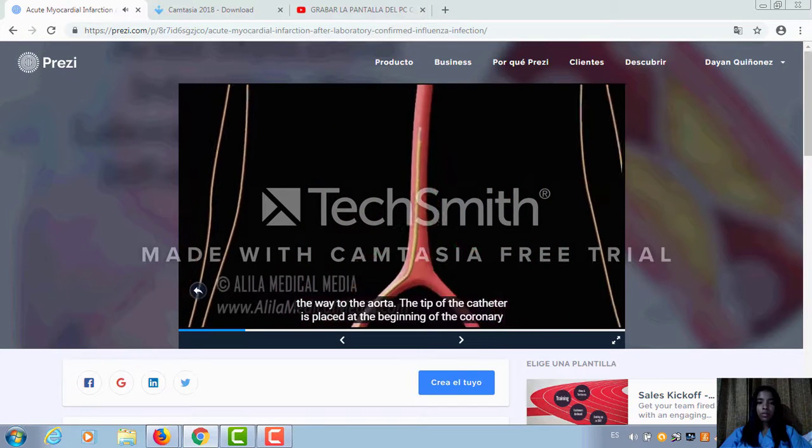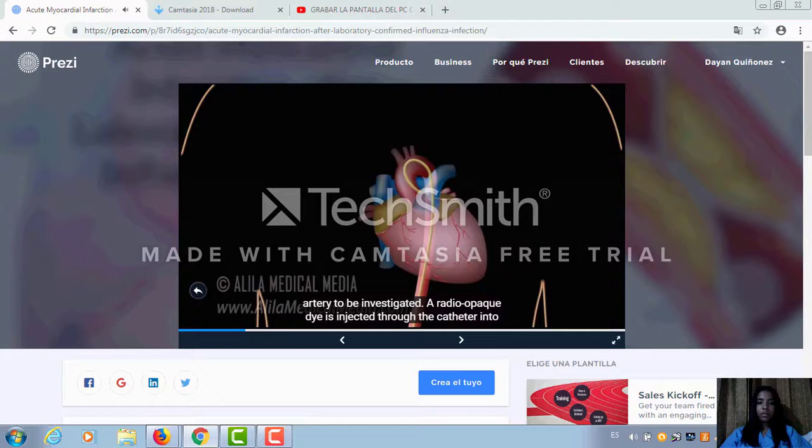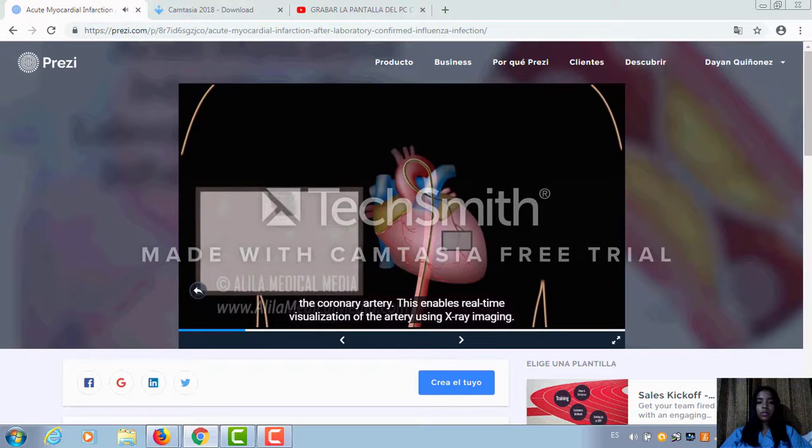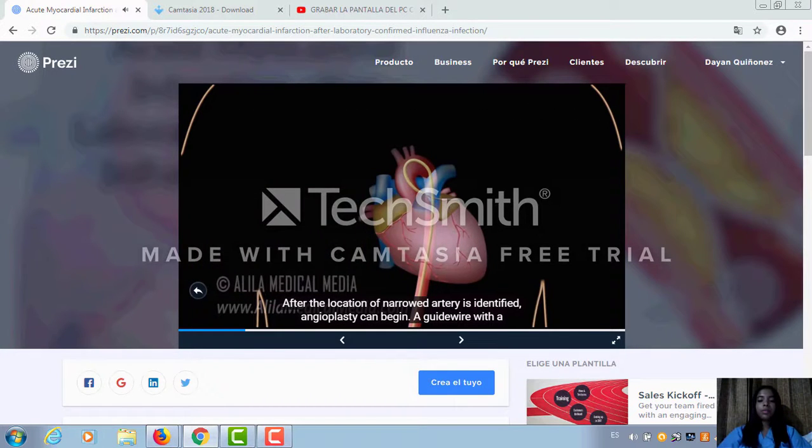The tip of the catheter is placed at the beginning of the coronary artery to be investigated. A radio-opaque dye is injected through the catheter into the coronary artery. This enables real-time visualization of the artery using X-ray imaging. A narrowed part of an artery would appear as a bottleneck on an X-ray image.